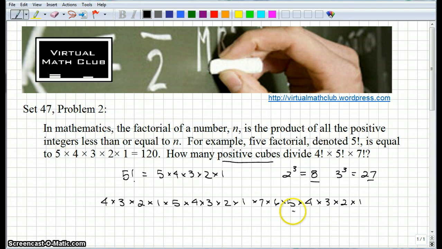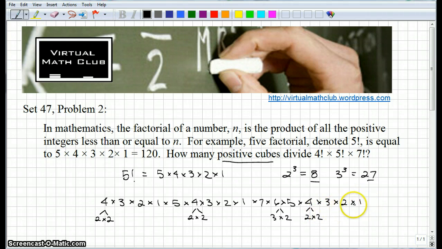So I want to figure out how many cubes will go into this number. And probably the best thing to do here is just to break it down even further than this. Break it down into its prime factors. Alright? So, 4 is 2 times 2, right? 3 is prime, 2 is prime, 5 is prime. Here's another 2 times 2. And we have 3, 2, 1. 7 is prime. 6 is 3 times 2. We have 5. We have another 4, which is 2 times 2. And then the rest are prime.